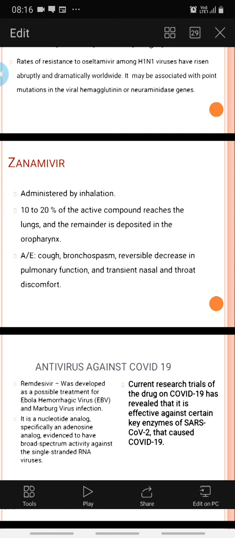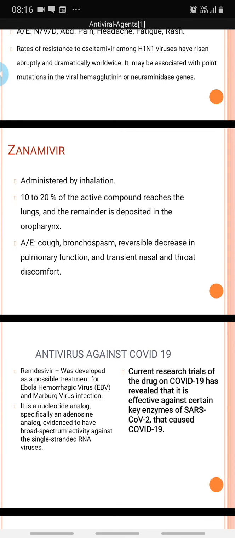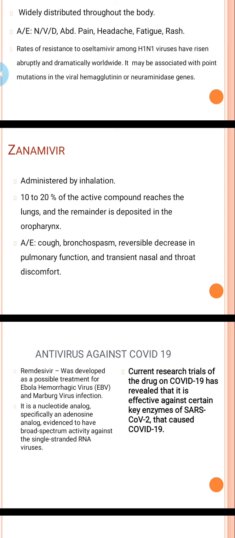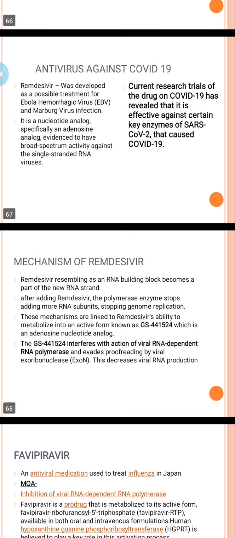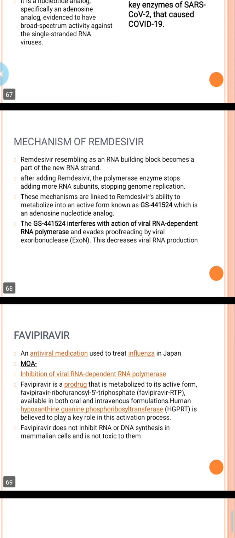Antiviral agents against COVID-19: multiple drugs have been tried. Remdesivir was developed as a possible treatment for Ebola hemorrhagic virus and Marburg virus infection. It is a nucleotide analog, specifically an adenosine analog, with evidence of broad spectrum activity against single-stranded RNA viruses. Current research trials have shown that it is effective against certain key enzymes of SARS-CoV-2, which causes COVID-19. So this is the mechanism of action of remdesivir. Not going to detail. It is metabolized into an active form known as GS-441524. They interfere with the action of the viral RNA-dependent RNA polymerase enzyme.